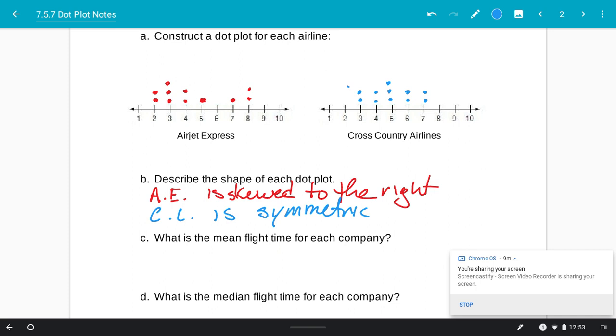And I can really see that if I were to put a curve here, I would get a nice symmetric even curve about that 5 hours. Next, we're actually going to calculate the mean and median for these flights. So here's where we have to remember, how did we calculate those things from the last lesson? In the last lesson, we did it using the data set.